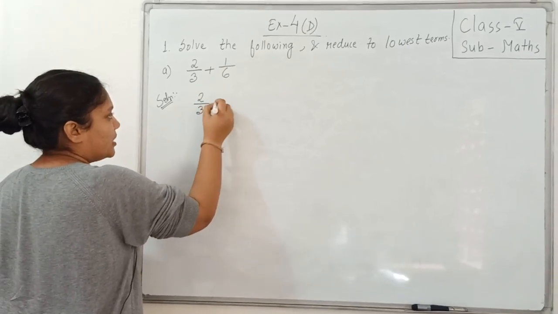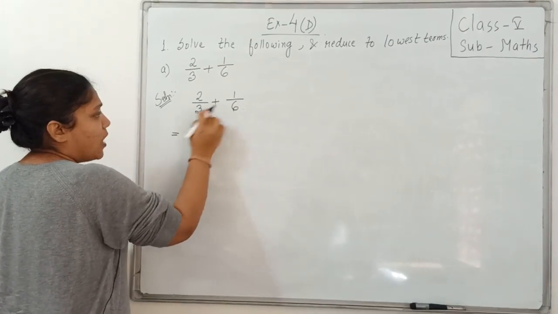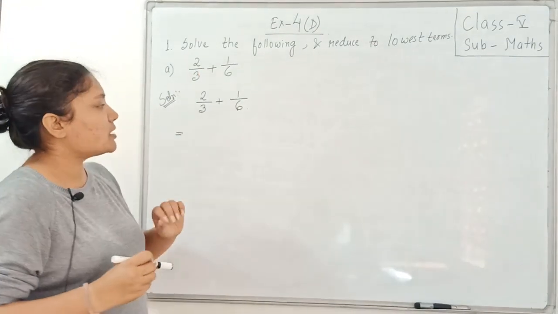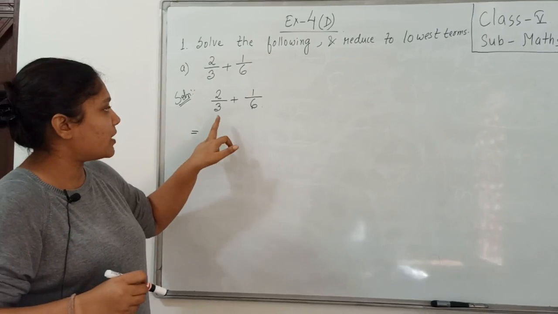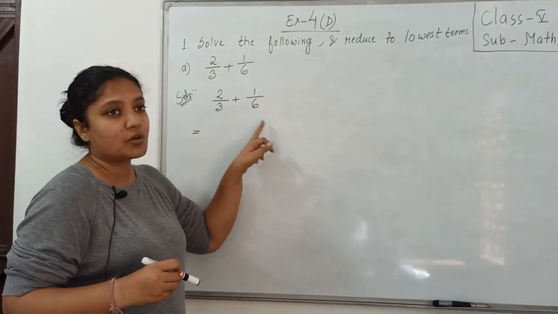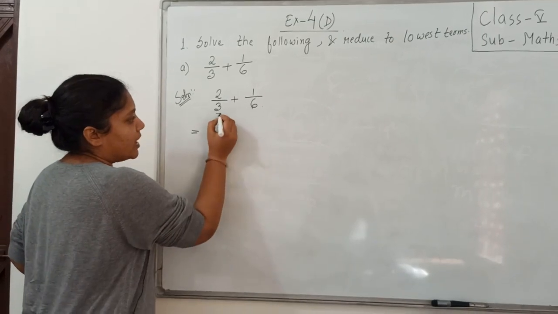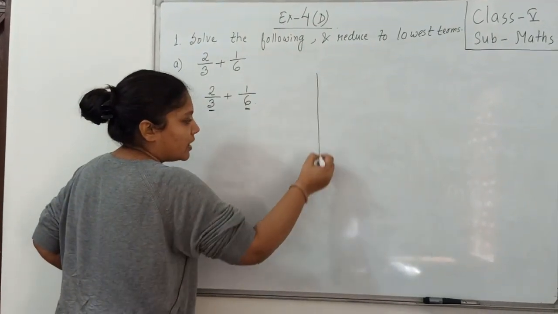2 by 3 plus 1 by 6. Now just see, how can you add this fraction? 2 by 3 plus 1 by 6. How can we add? These are not integers, these are just fractions. So how to add the fraction? First, what we have to do? We have to take the LCM of these two denominators. This is a part of the sum only.